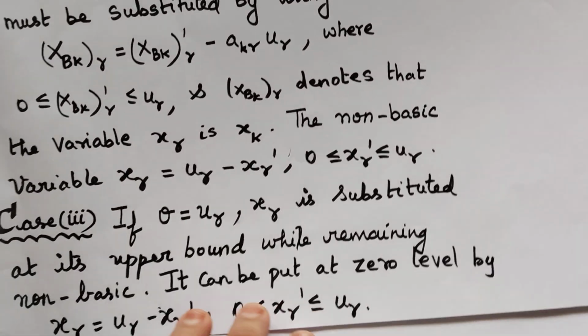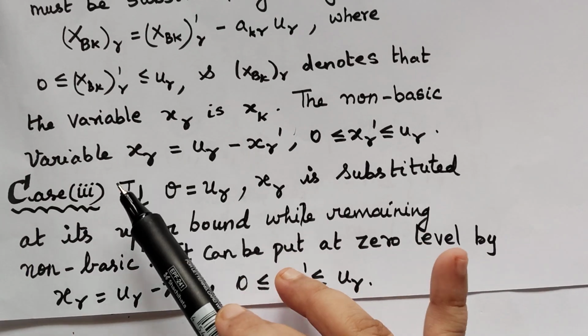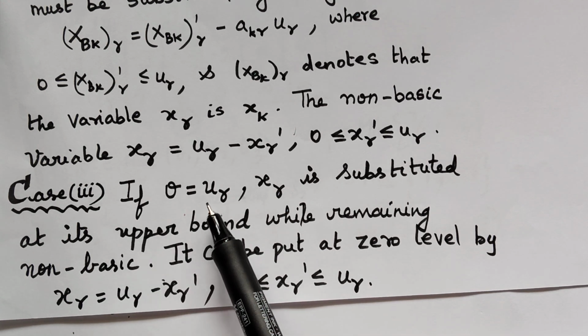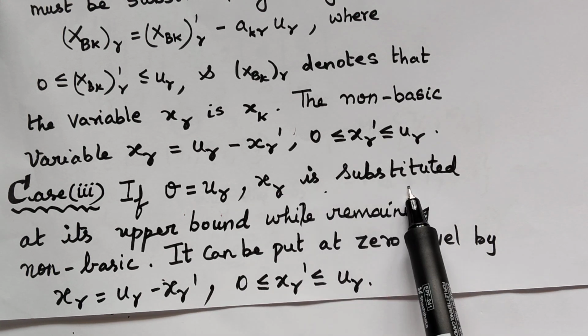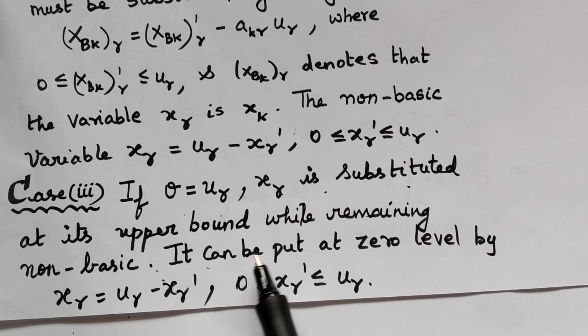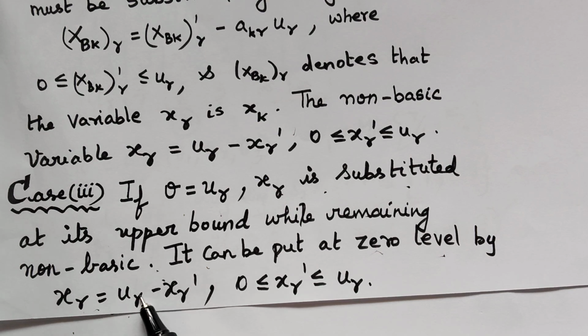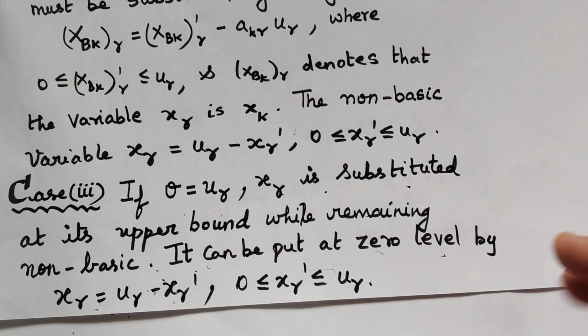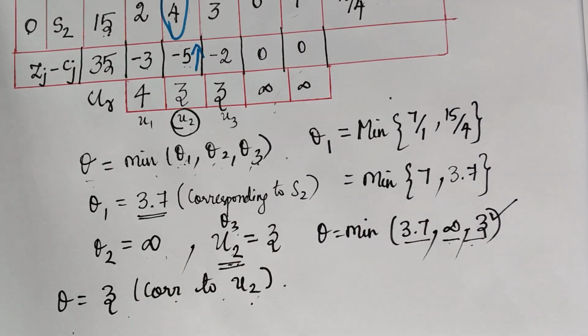The case now that we have arrived is case 3. That is, theta was equal to the upper bound, because that was the minimum value. So if theta is equal to ur, xr is substituted at its upper bound while remaining non-basic. So it can be put at 0 level by making a substitution xr equal to ur minus xr dash. So let me explain this to you with the help of the given problem now.